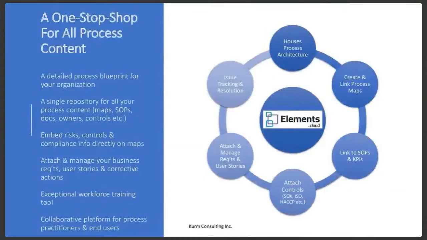Because of all of these things, I like to say that Elements is essentially a one-stop shop for all your process content. It's basically the one place you go to consume process maps. You can link process maps to each other. You can link to anything you want: procedures, KPIs, screenshots, videos. You can attach controls, upload ISO, SOX, HACCP controls. You can build and manage requirements and user stories. And of course, you can track your corrective actions.